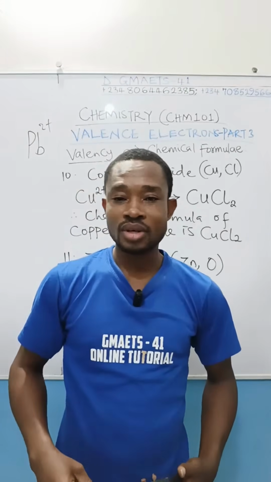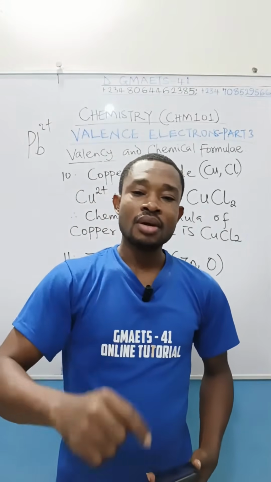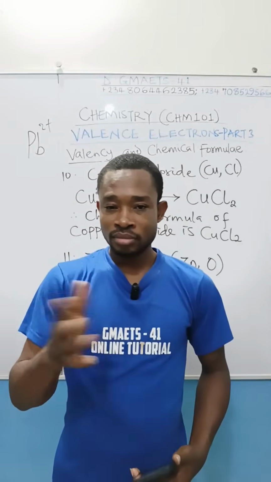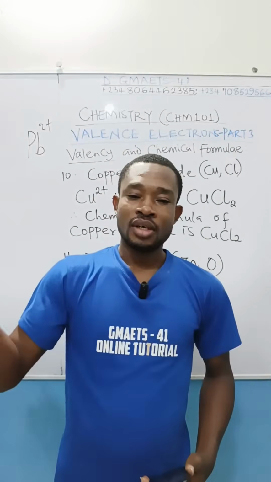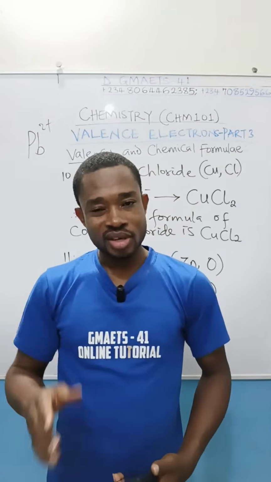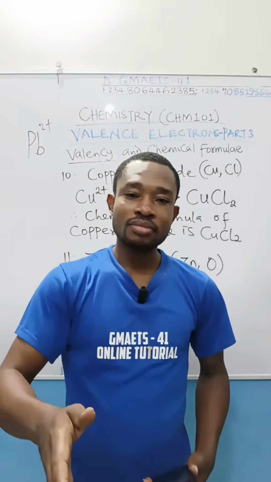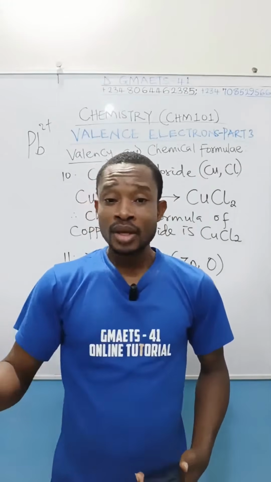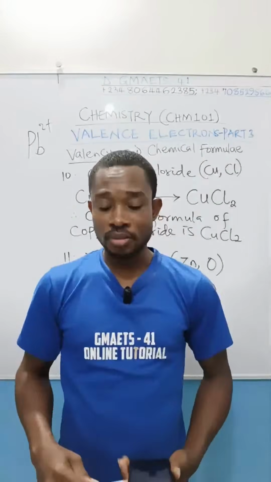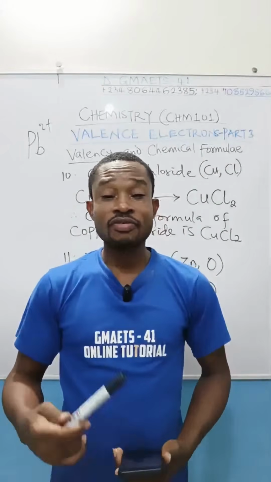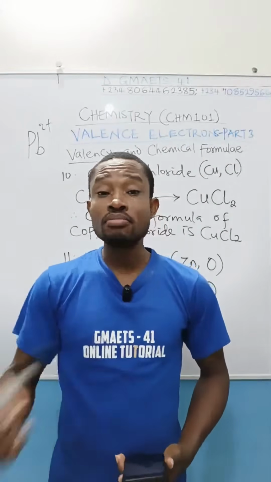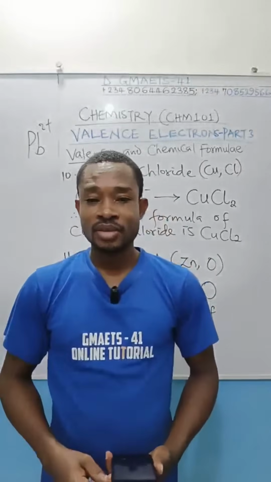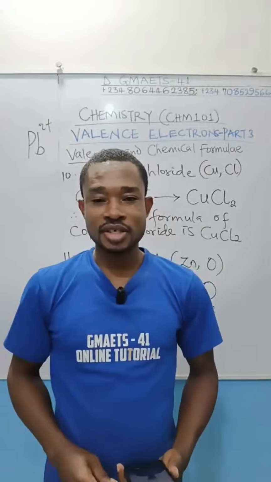Our timetable, as a reminder: Mondays, mathematics, 8 or 8:30 p.m. On Wednesday, chemistry, 8 or 8:30 p.m. On Friday, physics, 8 or 8:30 p.m. Nigerian time, West African time. And our classes usually last for 1 hour 30 minutes at most. It might be less than 1 hour 30 minutes, as the case might be, but at most, 1 hour 30 minutes.